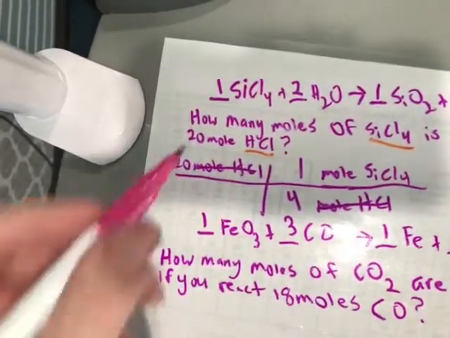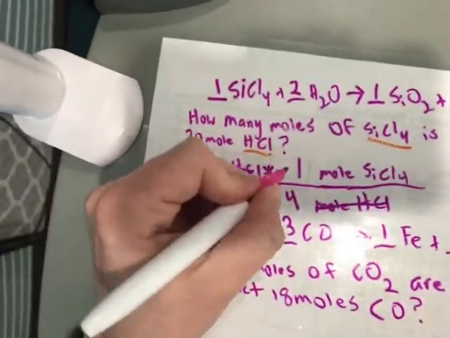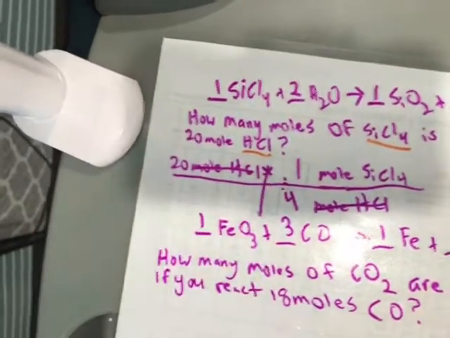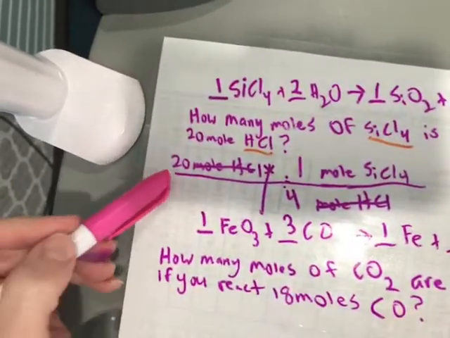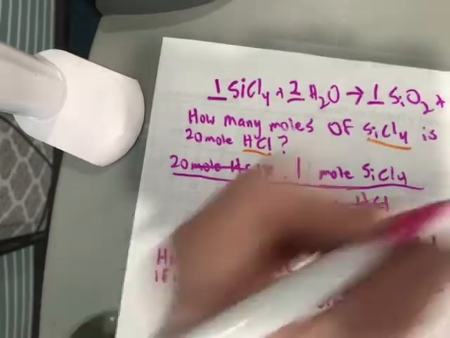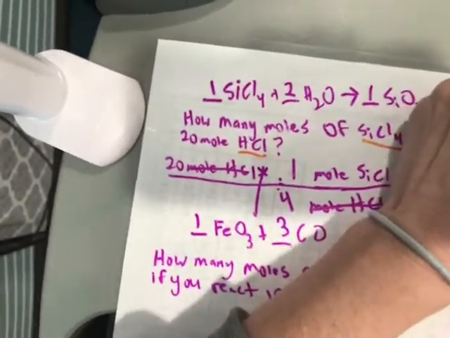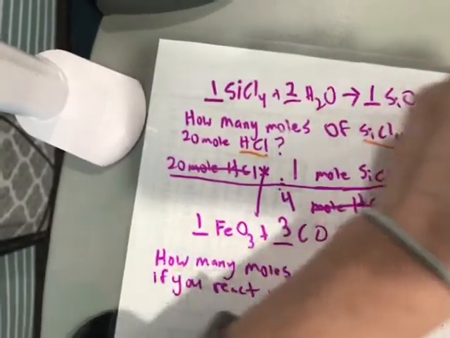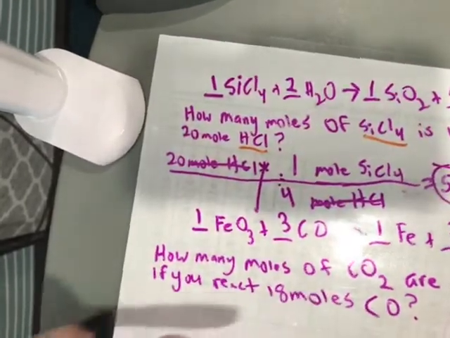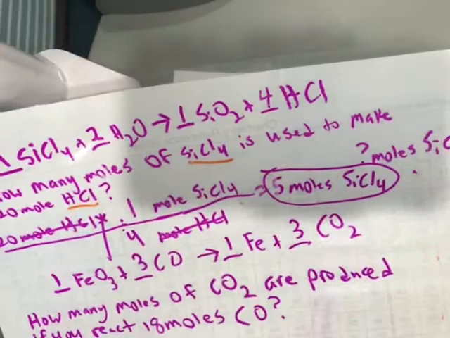Same steps as all the other ones. 20 times 1 divided by 4. I don't need to put this one in my calculator. 20 times 1 is 20, divided by 4 is going to give me 5 moles of SiCl4. Sorry for the left-hand smudge. 5 moles of SiCl4.